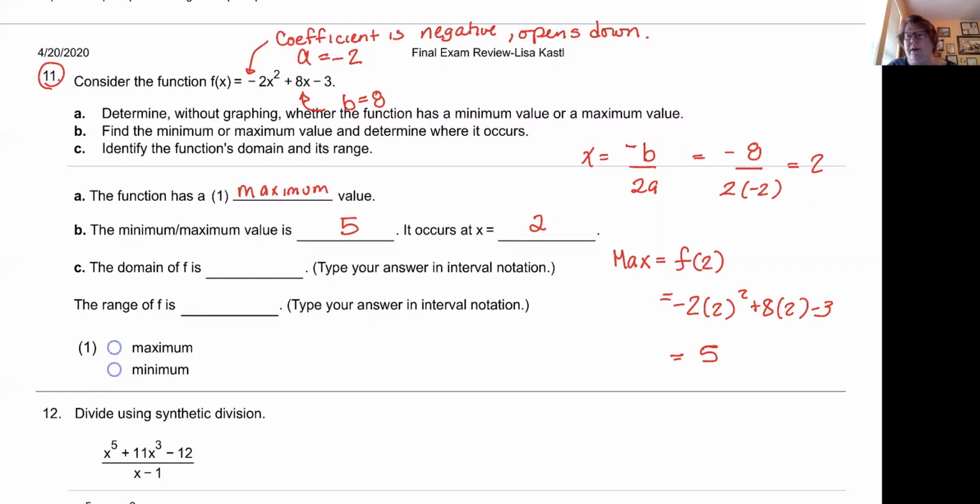What's the domain of this function? Well, the domain of every quadratic function is the set of all real numbers. What's the range? If it's a quadratic function that opens down, which this is, the range is going to be from negative infinity to whatever the y value of the vertex is. So it's going to be negative infinity to 5, and we have to use a bracket because the point (2, 5) is on the graph of this quadratic. It's the vertex. So the range will be from negative infinity to 5.